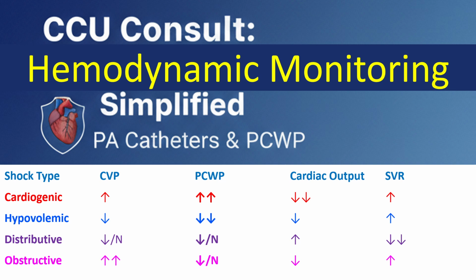In the high-stakes environment of a coronary care unit, pulmonary artery catheters, often referred to as Swan-Ganz catheters, remain a gold standard for dissecting complex shock states. While non-invasive tools are great, sometimes you need the raw data that only the Swan can provide. Here is a simplified breakdown of pulmonary artery catheter hemodynamics and the clinical significance of pulmonary capillary wedge pressure.